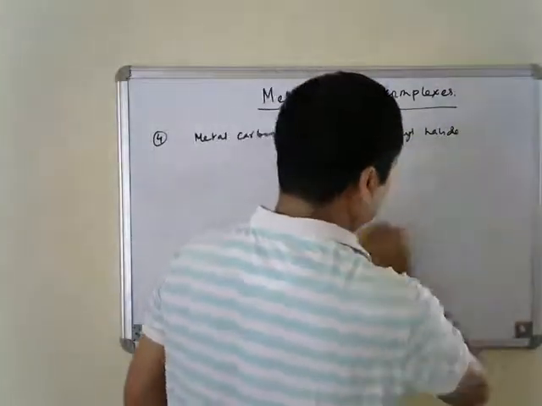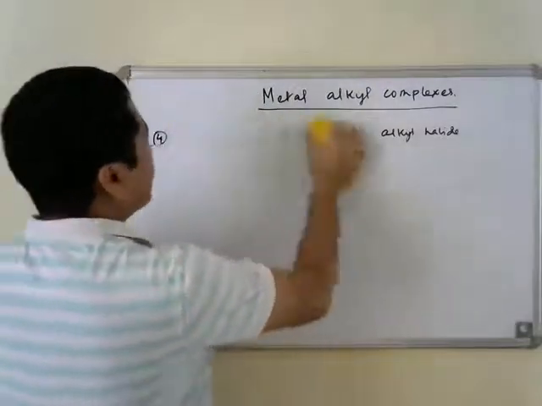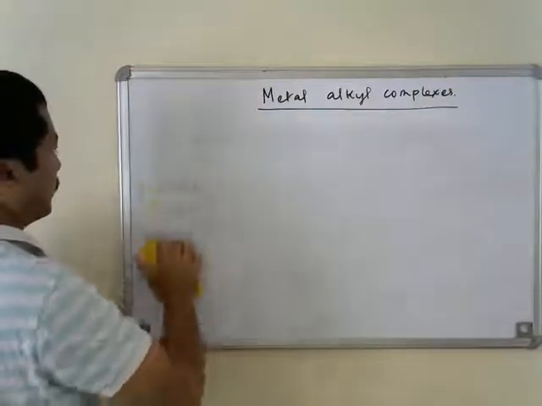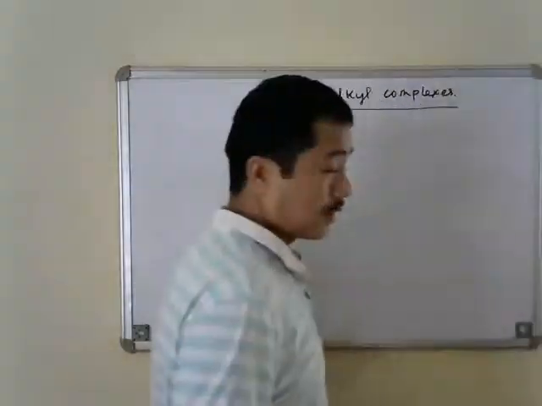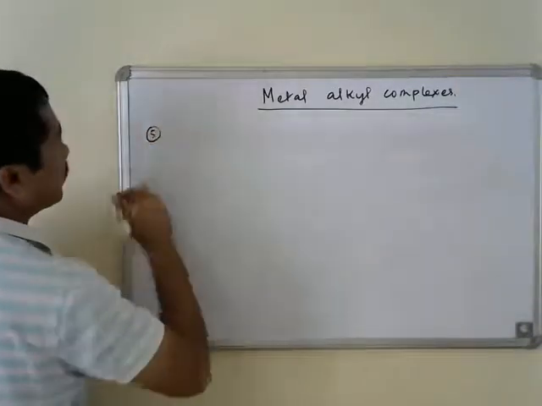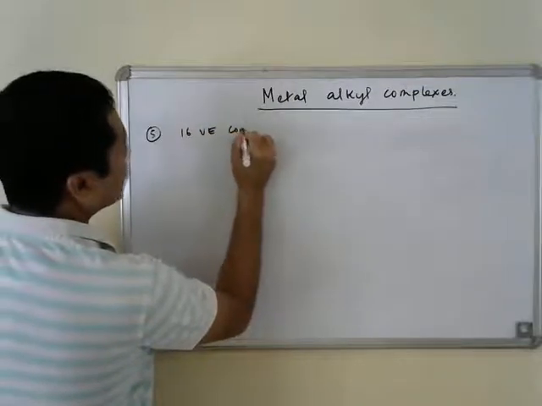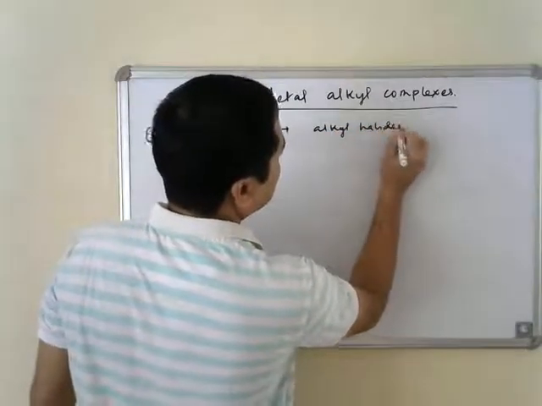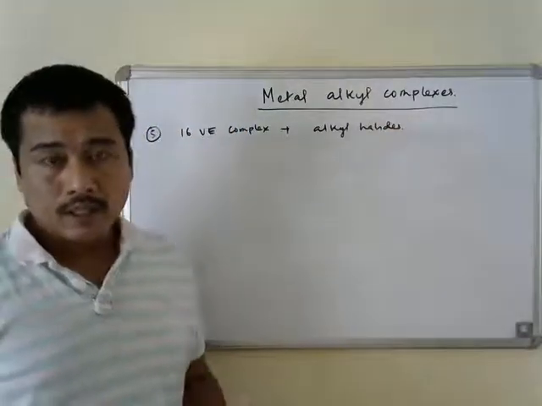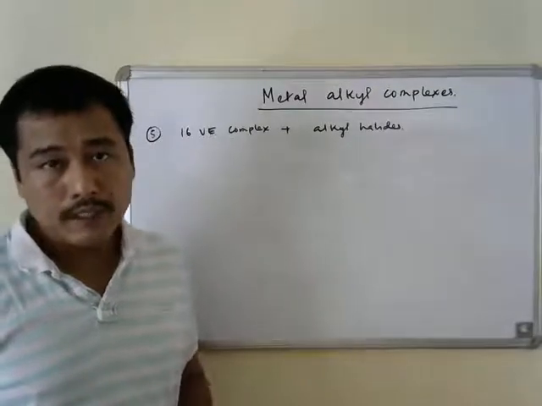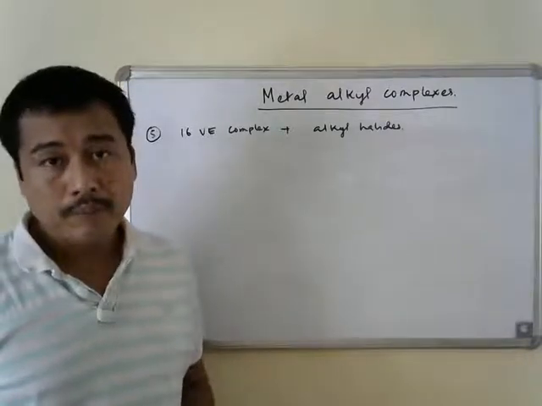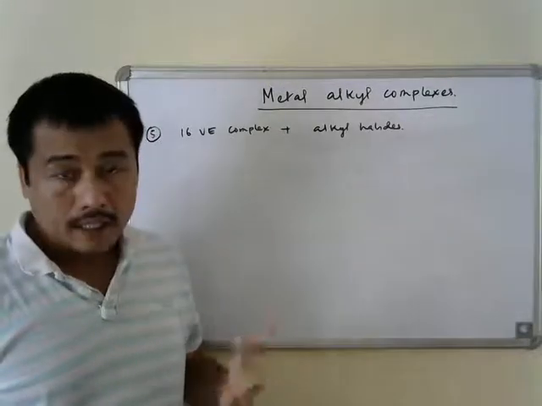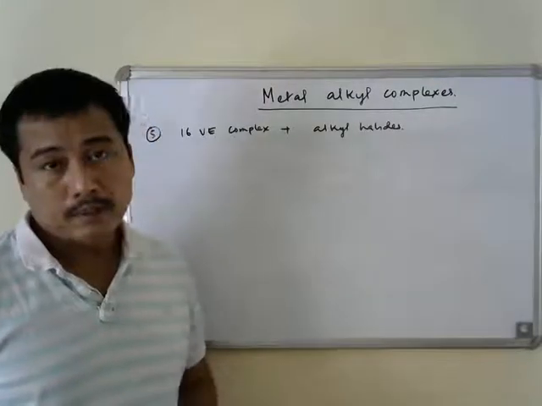So another synthetic strategy that yields these metal alkyl complexes involves reaction of a 16 valence electron species with alkyl halides. So that is the fifth route, 16 valence electron complex with alkyl halides. So we know these D10 or D8 metal complexes, the square planar complexes are essentially stabilized as 16 electron complexes, that is D10 as well as D8 square planar complexes. And to such complexes we can add alkyl halides and then we can obtain metal alkyl complexes essentially.